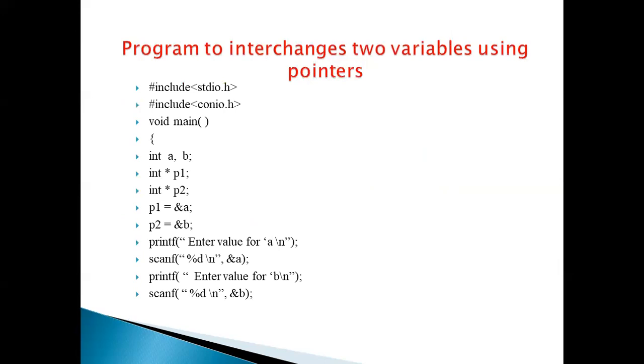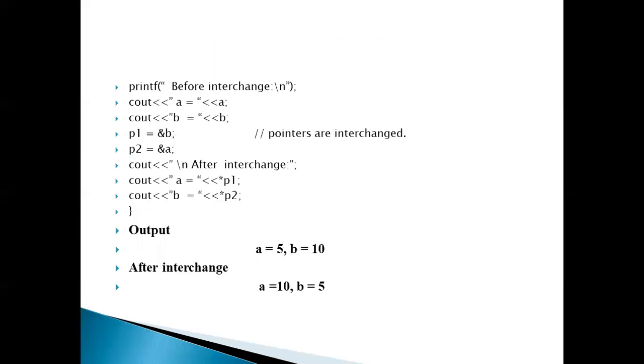Let's see one simple program. Program to interchange two variables using pointers. Here I have declared two ordinary variables a and b, and I have declared two pointers p1 and p2. p1 equal to address of a, p2 equal to address of b. Now we are entering values for a and b. So before interchange, a equal to 5, b equal to 10.